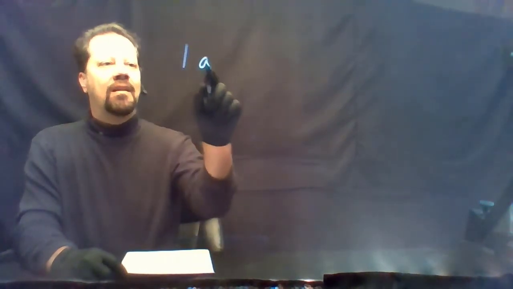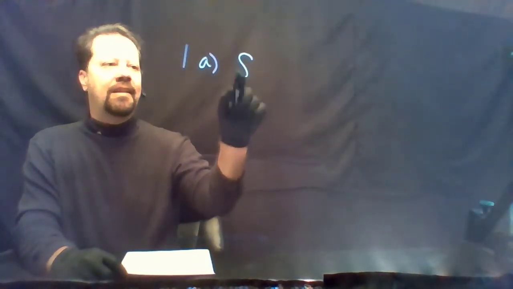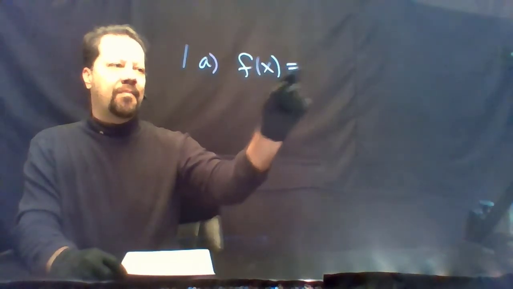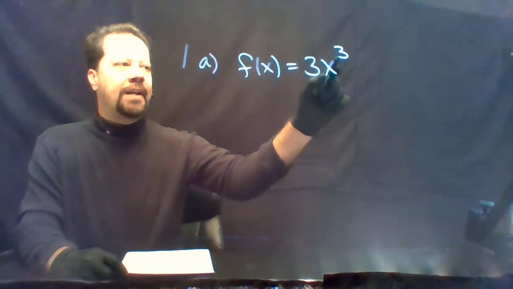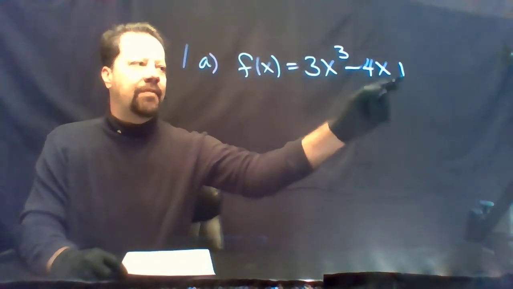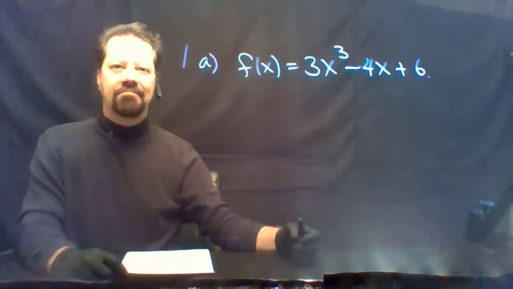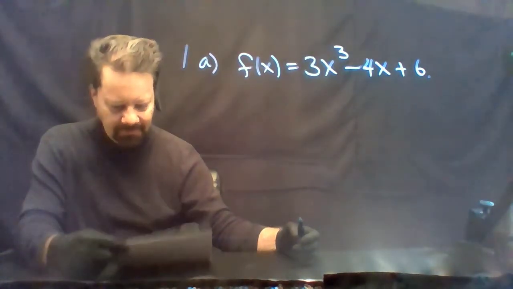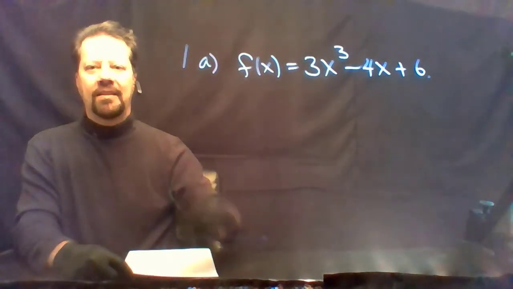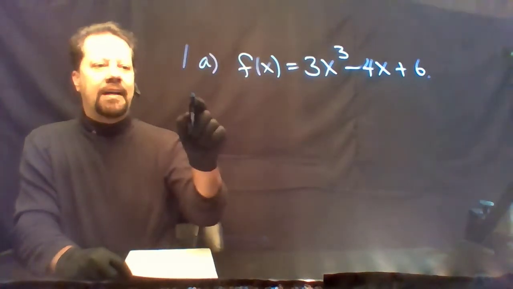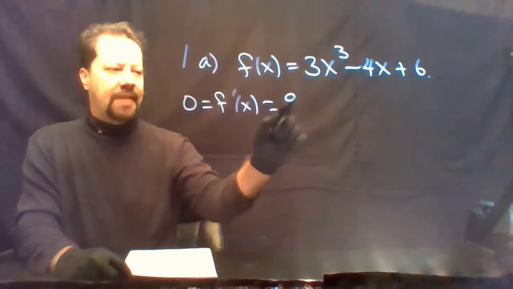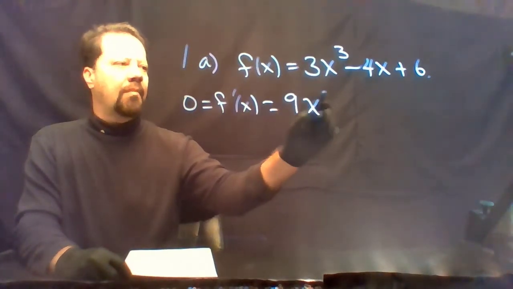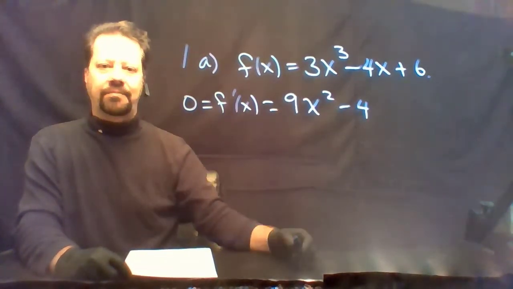On question 1a, I ask you to classify the critical points of the following function: 3x cubed minus 4x plus 6. The first step is to find the critical points. So we'll calculate the derivative, set it equal to 0, and solve for x.